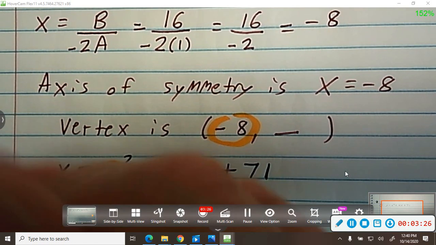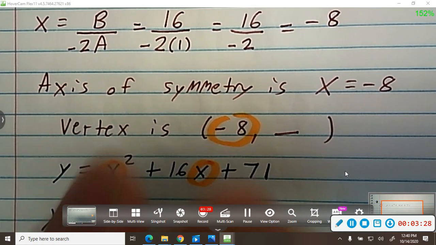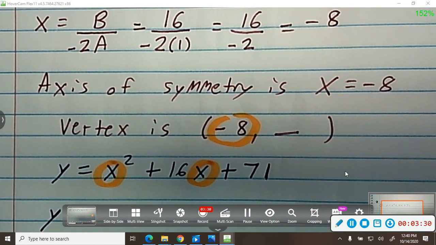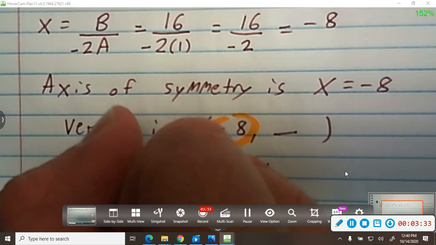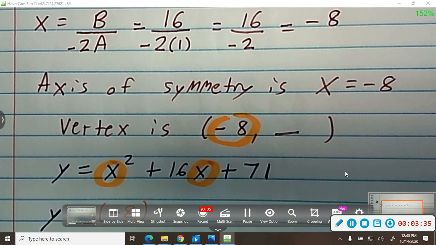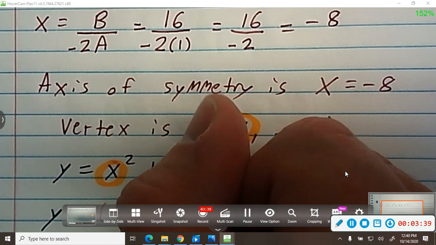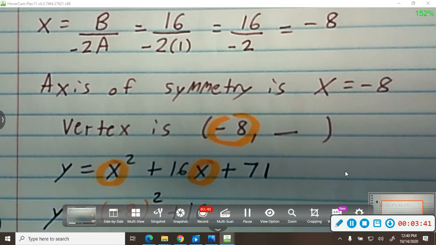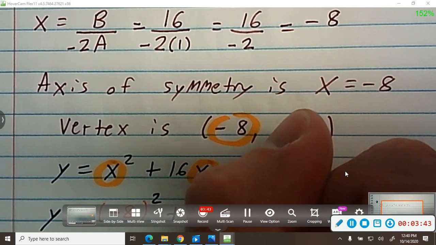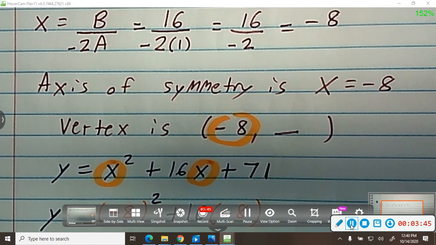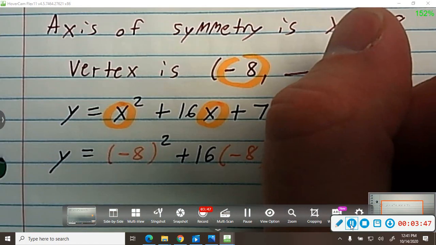I would get y is negative 8 squared plus 16 times negative 8, and then we'll add 71.